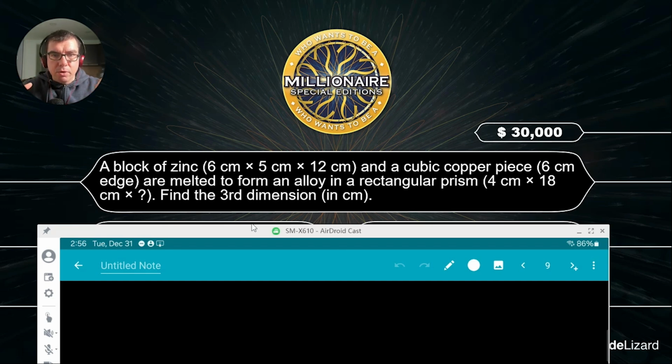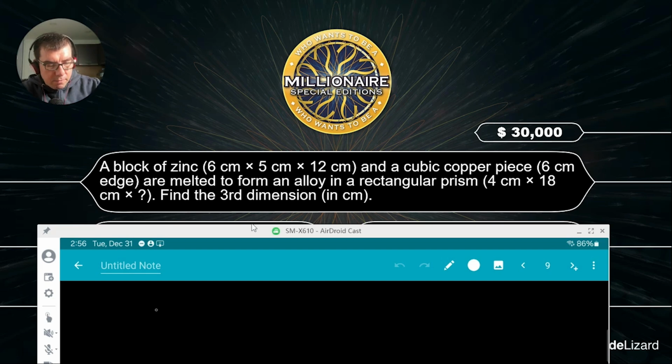I shape this liquid in the form of a rectangular prism. Then I know the volume of that prism, because the volume of the prism will be equal to the volume of the liquid, which will be equal to the sum of the volumes of the zinc and the copper pieces. And if I know the volume of the rectangular prism of the alloy, I can find the third dimension. So that is our working plan for this problem.